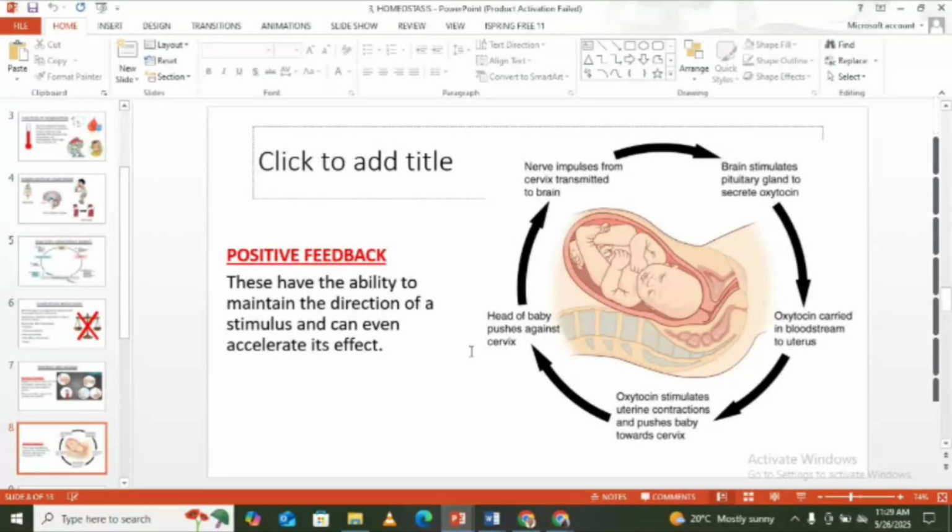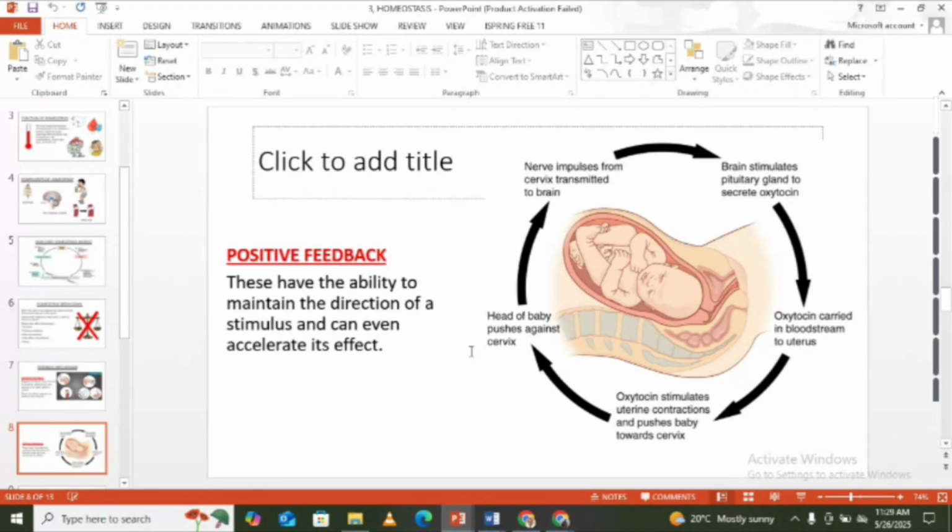So the brain was being stimulated to release oxytocin to enhance the contractions so that childbirth can take place. But the oxytocin production now ceases or reduces. That's one of the cardinal signs of a positive feedback system, where it enhances.